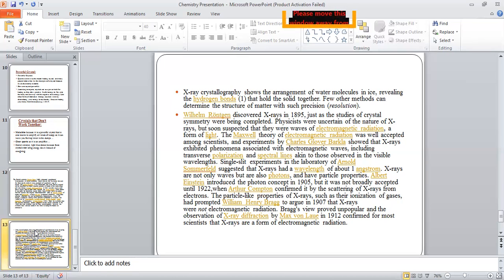The particle-like properties of X-rays, such as ionization of gases, prompted another scientist, William Henry Bragg, to argue in 1907 that X-rays were not electromagnetic radiation. Bragg's view proved unpopular, and the observation of X-ray diffraction by Max von Laue in 1912 confirmed for most scientists that X-rays are a form of electromagnetic radiation. At the end, the result was that X-rays are a form of electromagnetic radiation, and this was accepted.